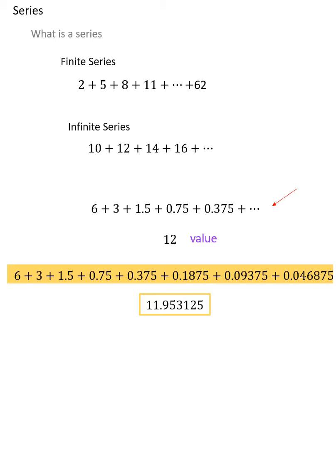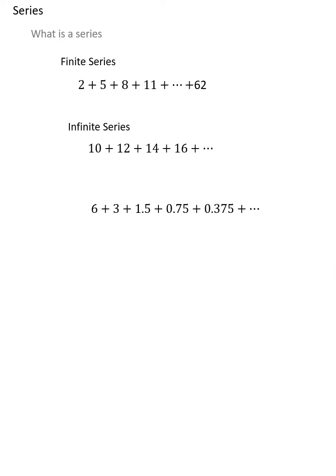I may have to go out hundreds or thousands of terms in the series to get to 11.999, but I could get there. If you pick any number under 12, I could find enough terms to exceed that, but I could never exceed 12. And for that reason, we call the value of this infinite series 12.